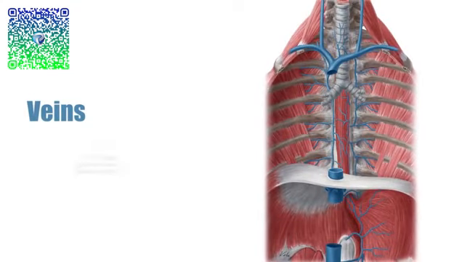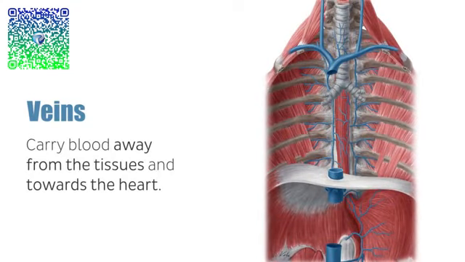Veins carry blood away from the tissues and towards the heart, and have thin walls. Their internal lumen is larger than that of the arteries, due to the fact that they contain blood under low pressure. They also have valves that prevent the blood from flowing backwards.